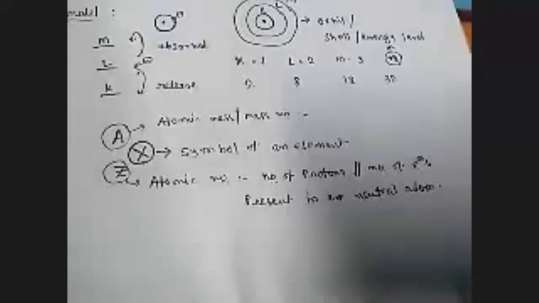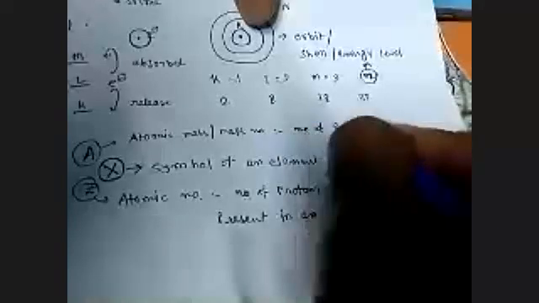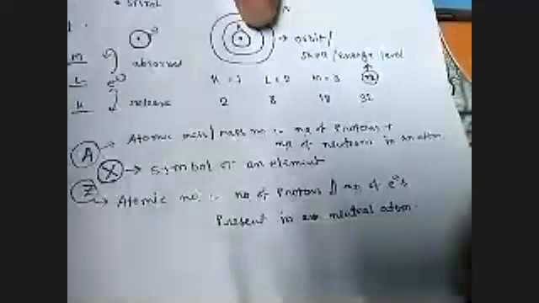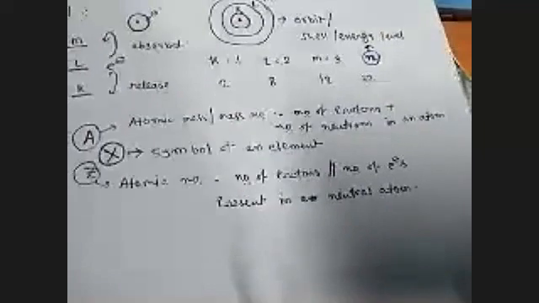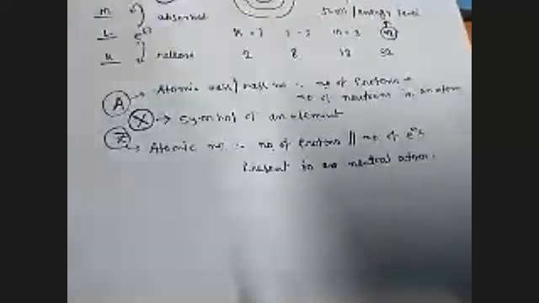And what is atomic mass? Atomic mass means number of protons plus number of neutrons in an atom. So if any symbol of an atom or element is given, we can say how many protons, how many electrons, how many neutrons are present.